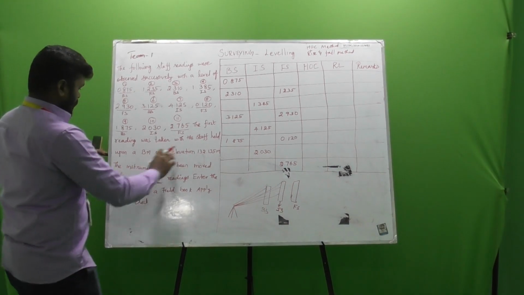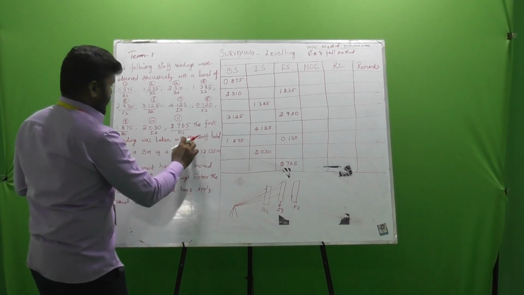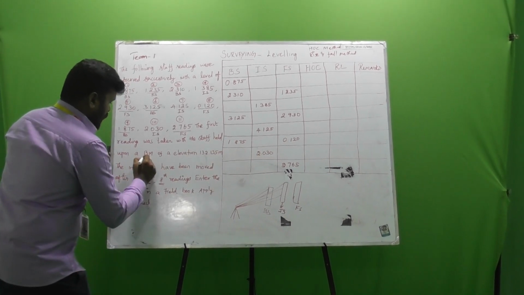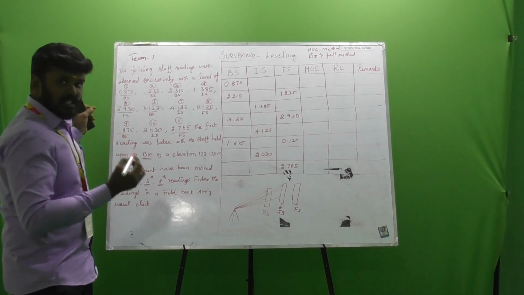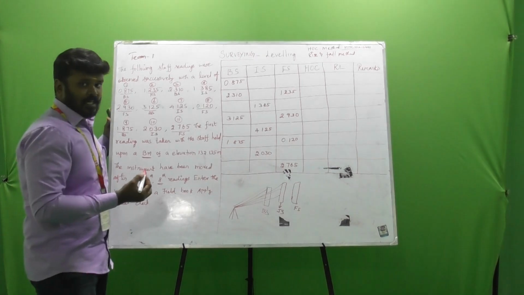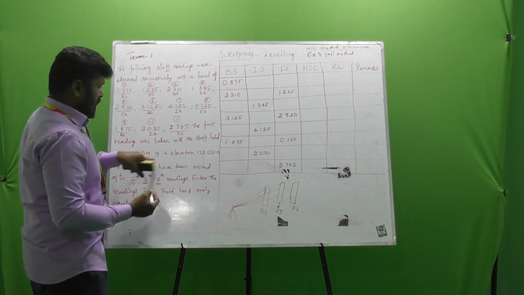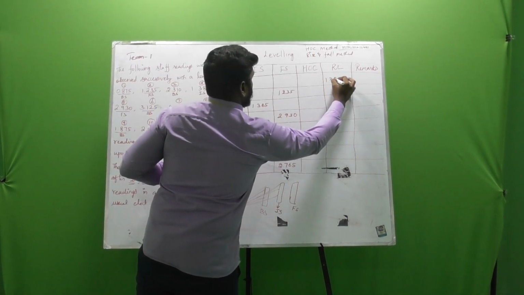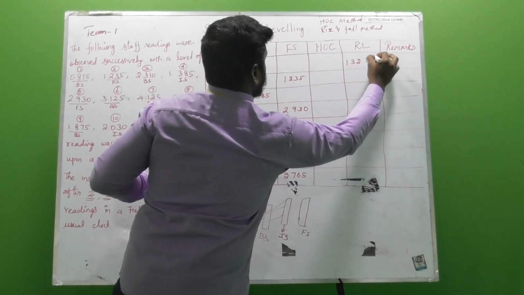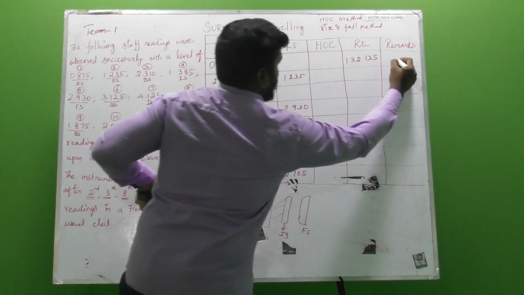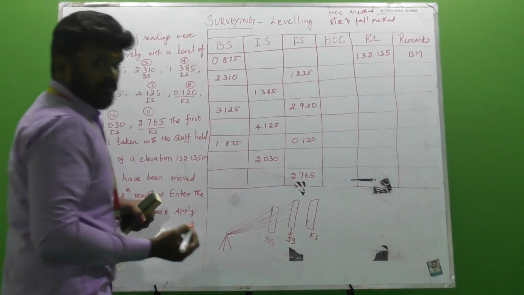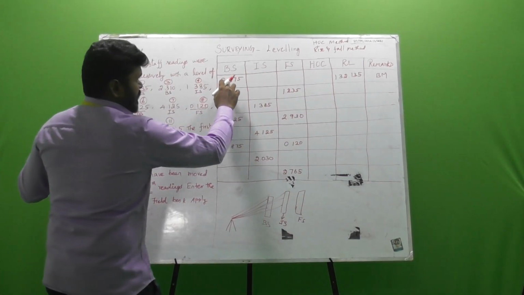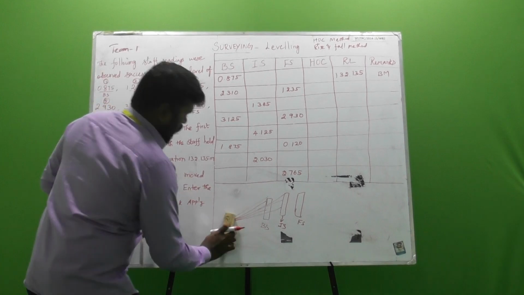And the first reading was taken with the staff held upon a benchmark of elevation 132.135. What is meant by benchmark? The benchmark is defined as a reference point of known elevation. So for the reference point of known elevation, the value is the first RL value, 132.135 meter. So this is the benchmark. In the remarks column we have to put benchmark, right? Immediately where our first RL is and the BS value is there, we have to find the HOC value. So how to calculate HOC?